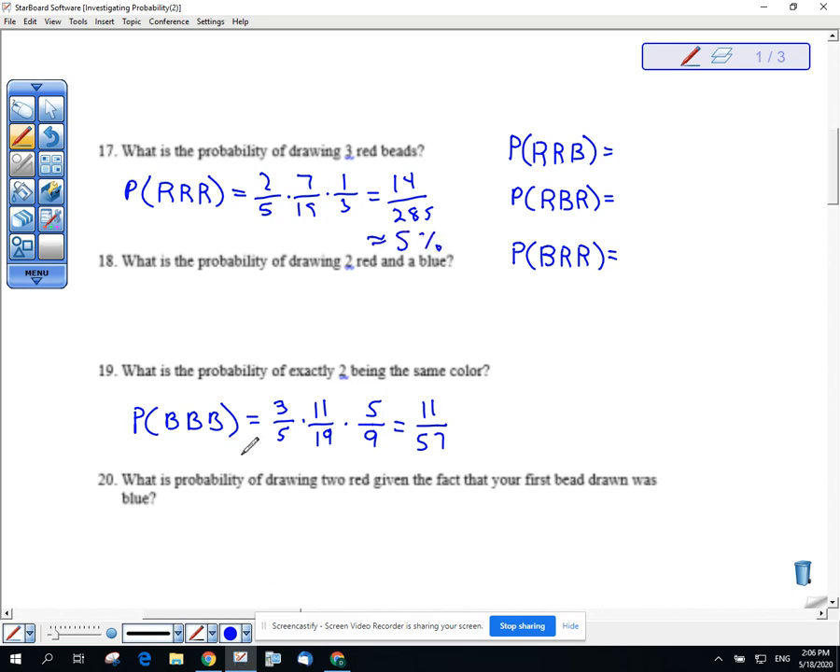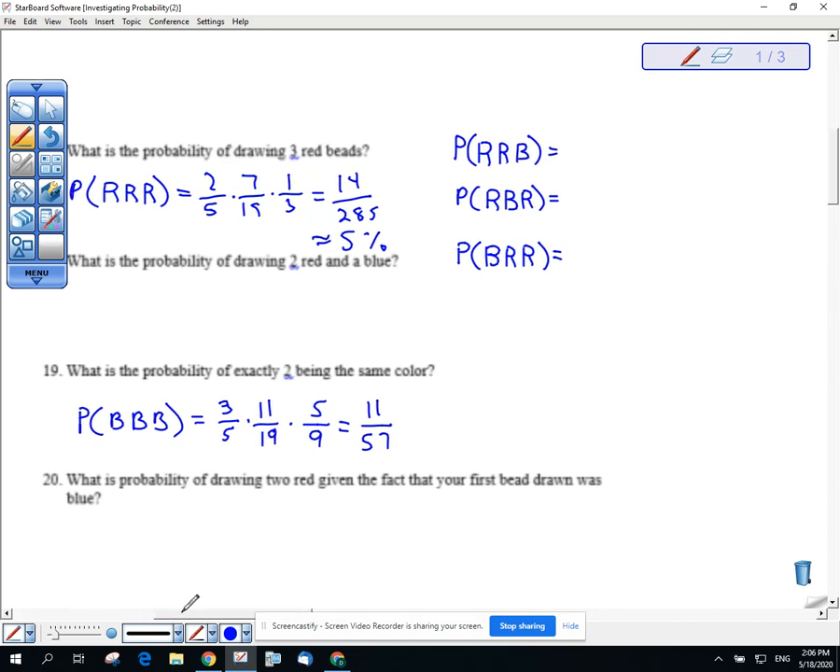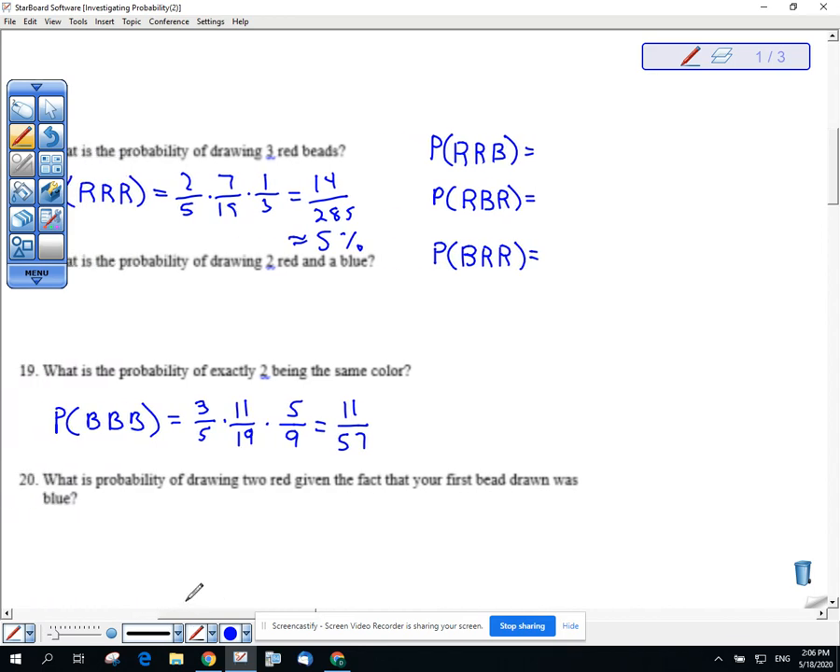Okay, now for 18, I moved my work over here just so I have a little bit more space to show that. And it says, what's the probability of drawing two red and a blue? Okay, now I sort of hinted at this before, but let's just go at this honestly for a second. The probability of drawing red, red, blue, that would be one way of drawing two red and a blue, would be 2/5, verify this if you like, on the tree diagram, times 7/19 times 2/3, which would be 28 out of 285.